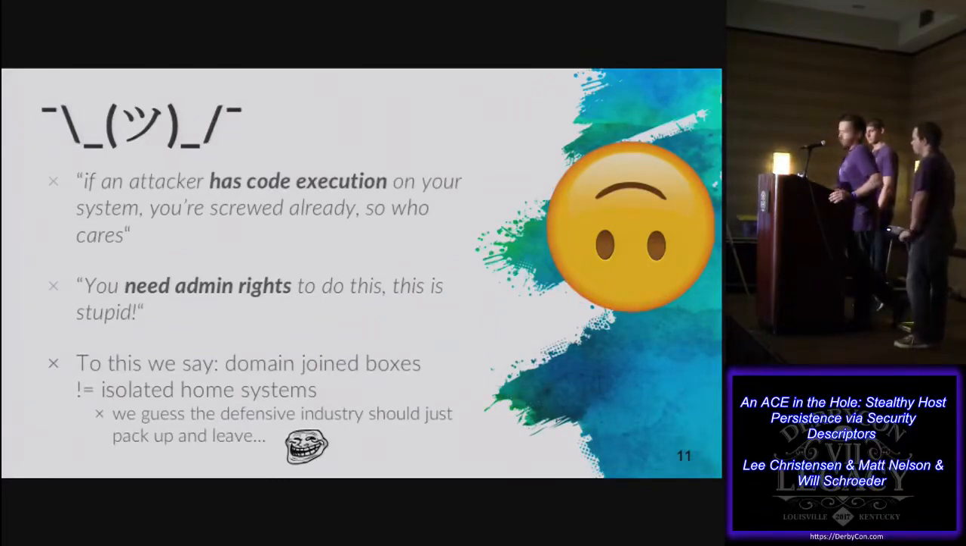Also, this touches a little bit on different things that Graber talked about in his keynote. Some people are going to say, well, if the attacker has code execution on your system, you're screwed, so who cares? Or, you already have to have admin rights to do this. This is stupid. Who really gives a crap? To this we say, domain joined systems are not the same as isolated home systems. These components can be installed remotely before lateral movement. So sure, you have a chicken and the egg problem for the initial code execution system, but if an attacker ever gained access on your box, they can set these components to regain access later on.